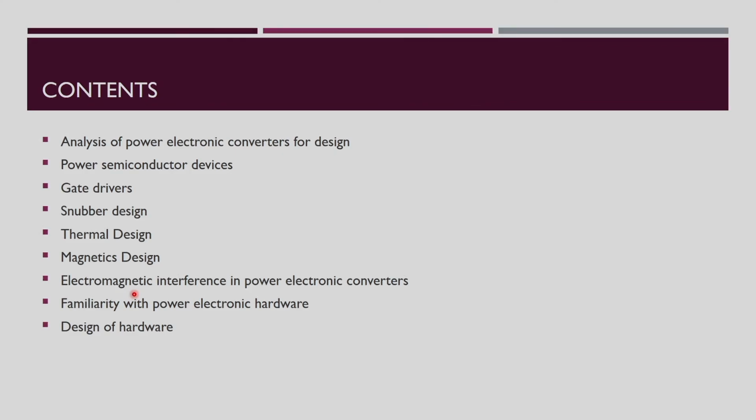Then this course will also give an introduction to the problem of electromagnetic interference in power electronics and some of the ways of reducing it. Further, it will make you familiar with the power electronic hardware, and a demo will be given to you of how you do the design of one particular power electronic converter and how you experimentally test and verify it.